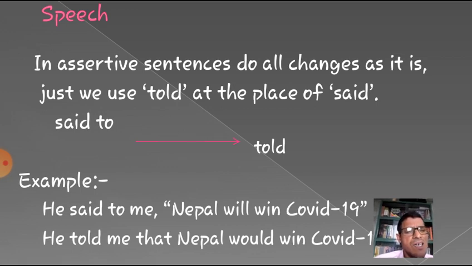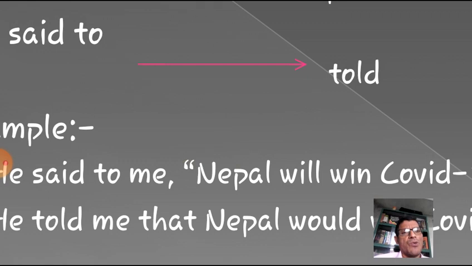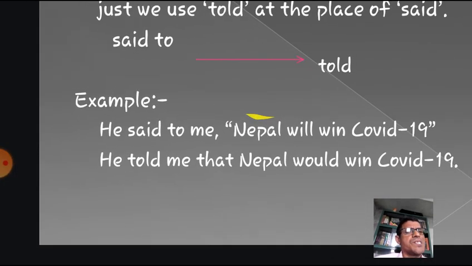Other things are as they are, as we have just talked about regarding the change of tense, change of person, and change of adverbs. So here I am presenting one example, so try to understand the example first. The example is: He said to me Nepal will win COVID-19. He said to me Nepal will win COVID-19.